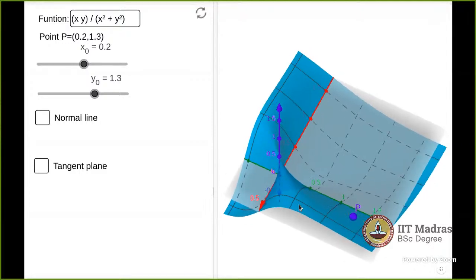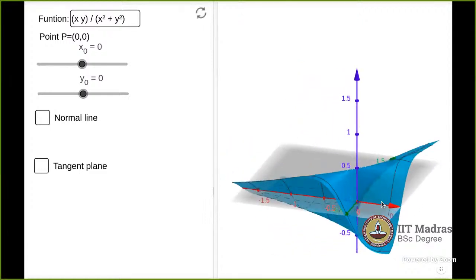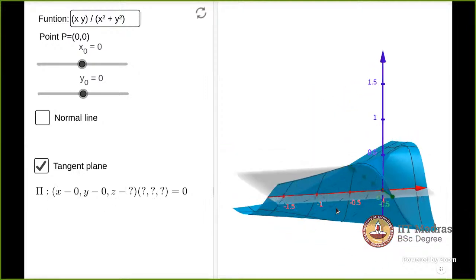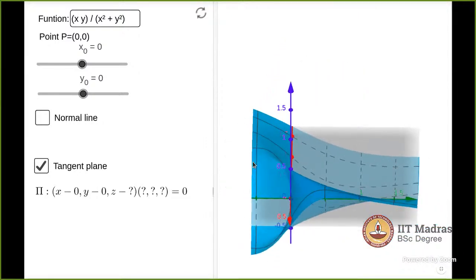Okay, sir. So suppose we go to 0 comma 0. This is the 0 comma 0 point we are taking. And if we want to draw the tangent plane, it is not coming, right? Yes, sir. Because that function is not continuous there. So we really cannot draw a tangent plane at that point.